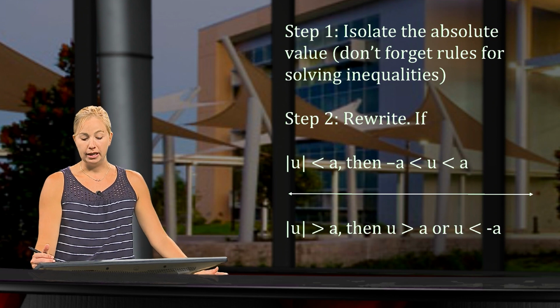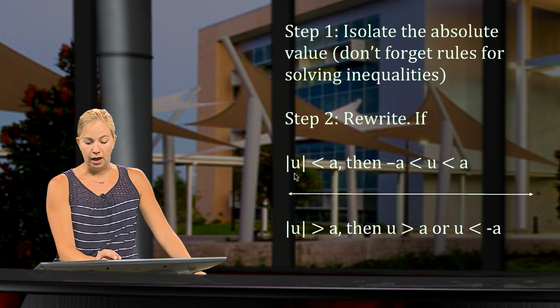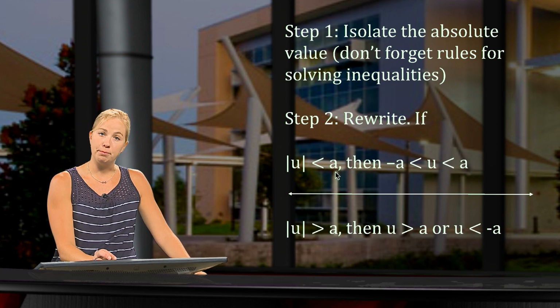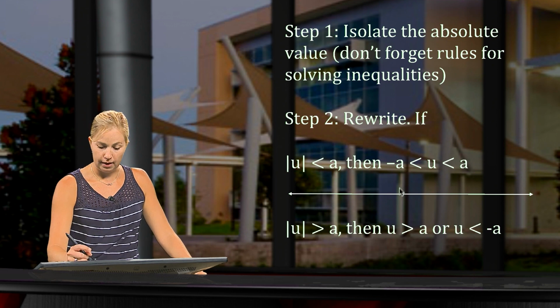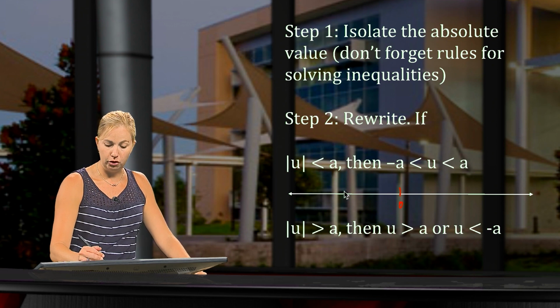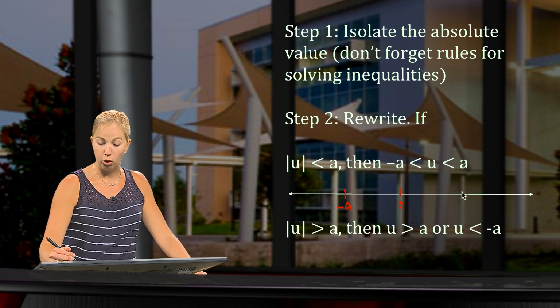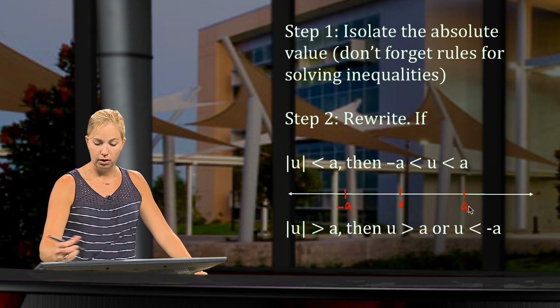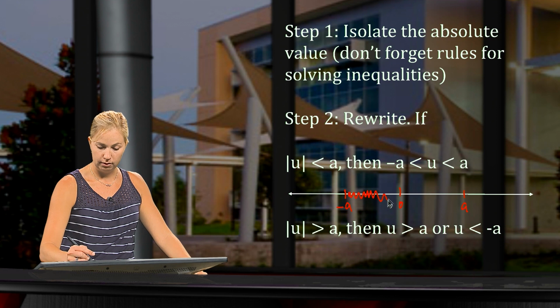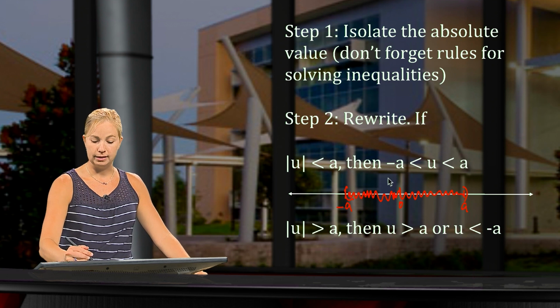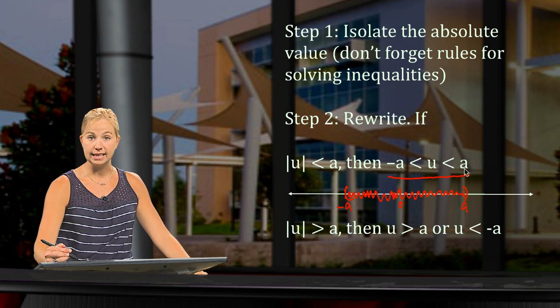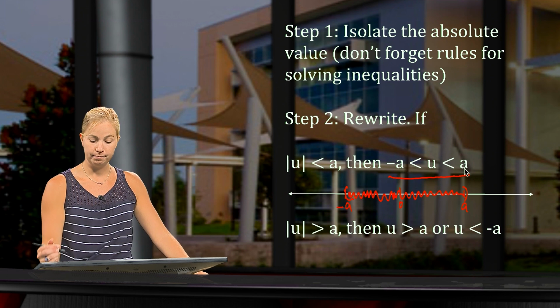Then we'll rewrite it. If the absolute value of u is less than a, just like that previous example, when we had the absolute value of x is less than 3, then that means that u is less than a units from 0, which puts us in this region right here, which is how we set up this inequality: -a is less than u is less than a.